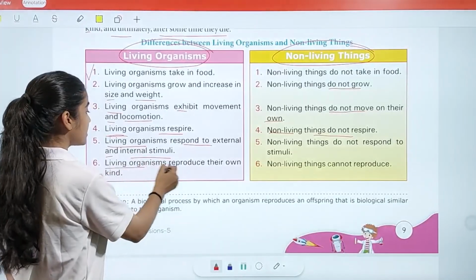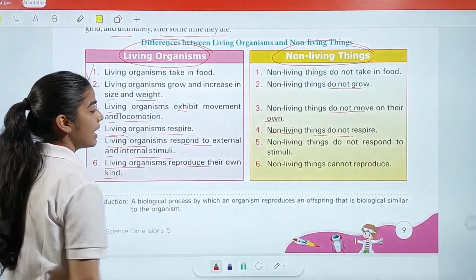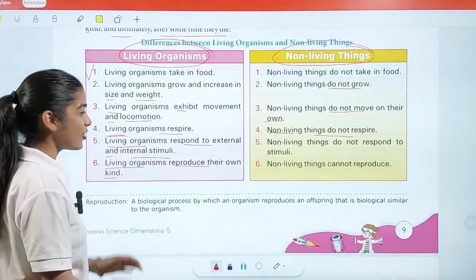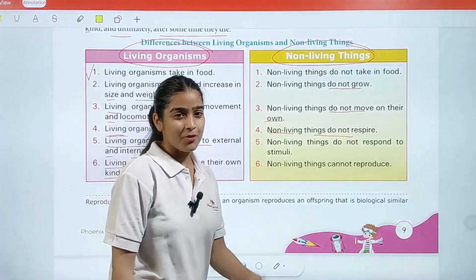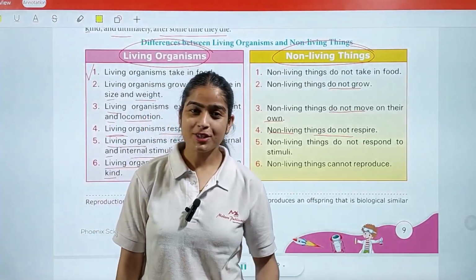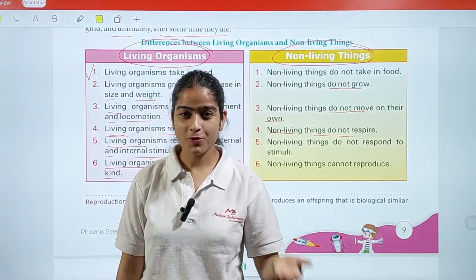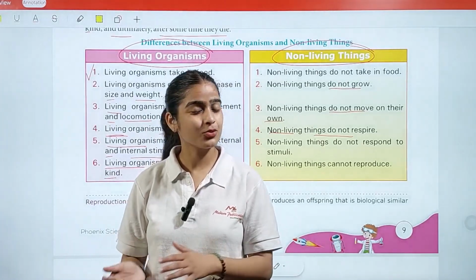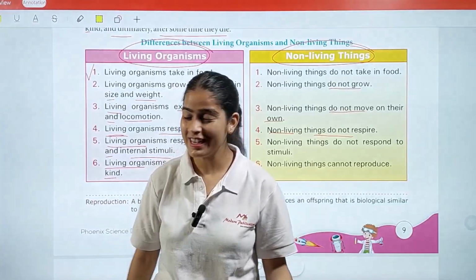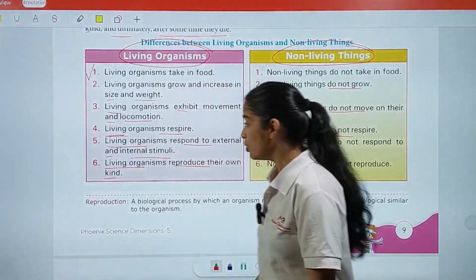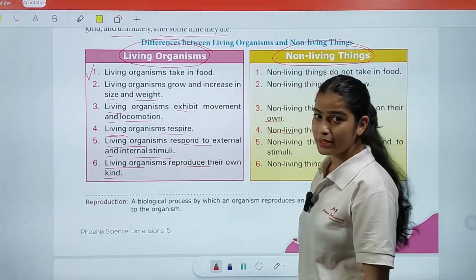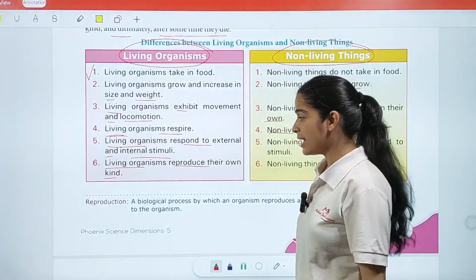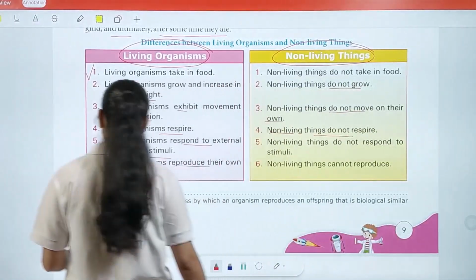Now, living organisms reproduce their own kind, and non-living things cannot reproduce their own kind, because if it did happen, after some time you would have a small bag from your big bag, and this would be too interesting, then you wouldn't need to buy more bags, right? But it's not possible. Only living things can reproduce their own kind, as your mother had you, right? And the plants also reproduce, and animals as well.